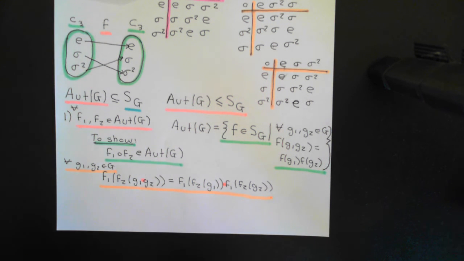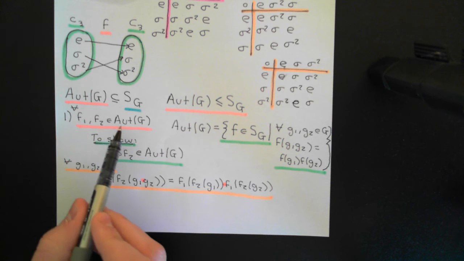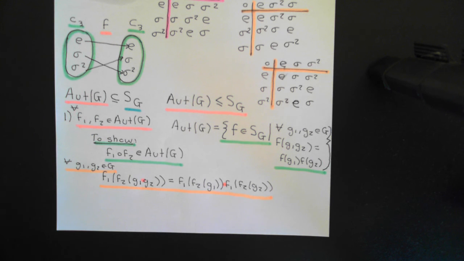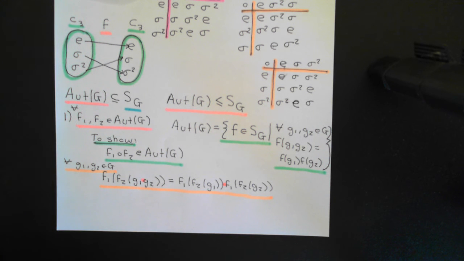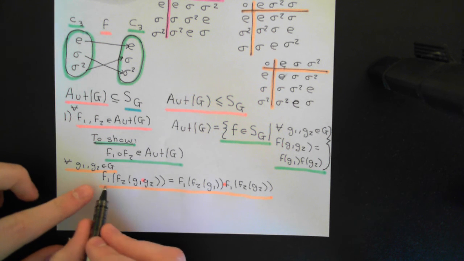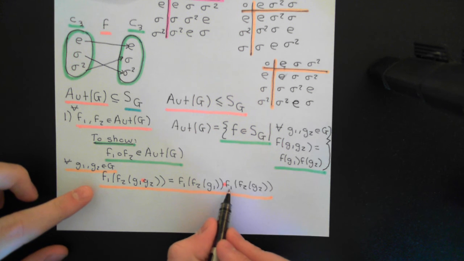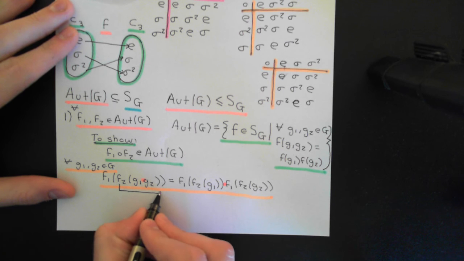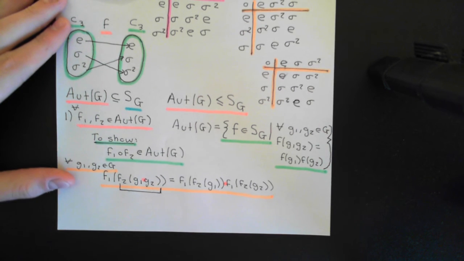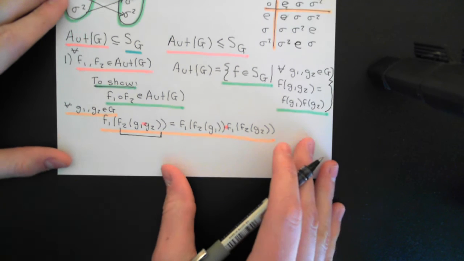And what am I actually given to try and prove this? Well, the only fact that I have is that F1 and F2 are both elements of the automorphism set of the group capital G. So I know that these two obey this criterion, and that actually is all that I need to know. Because let's take this left-hand side here and try and turn it into the right-hand side. And the way that we can do this is just by using the fact that F1 and F2 are indeed automorphisms of the group capital G.